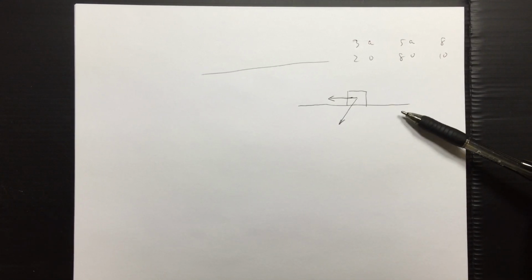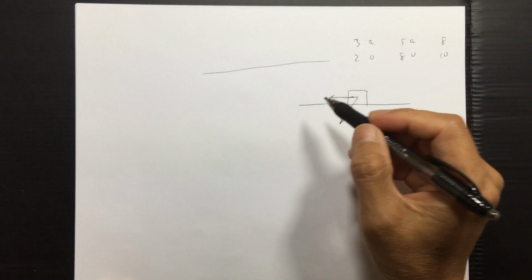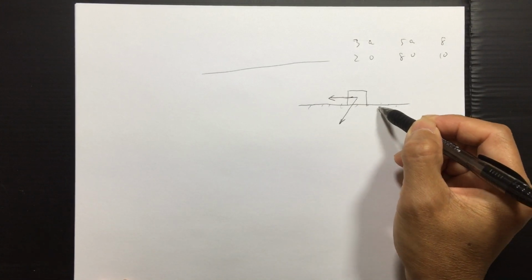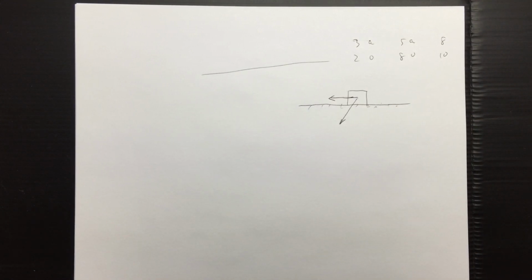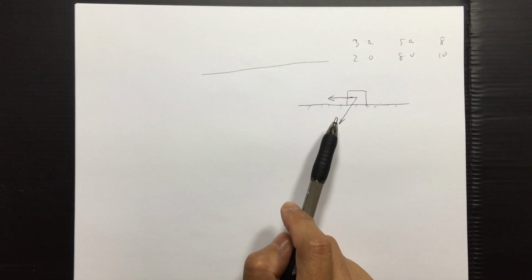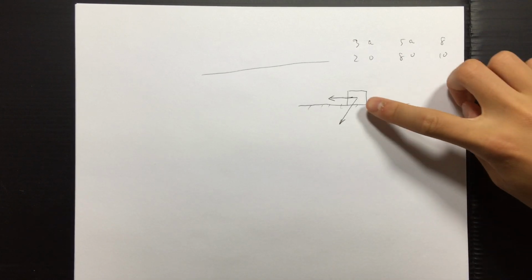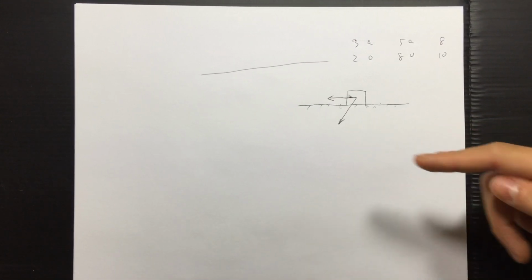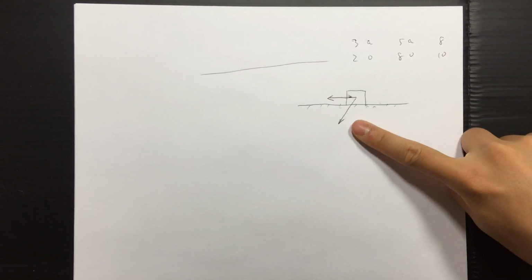This is the ground, and there's an object on the ground. If you push as hard as you can, I understand the problem, but I don't know the question. If you push this way or this way, which way can you move this thing faster? This way. Why? Because this one goes directly in the direction you want to go. The other one is like taking a detour.